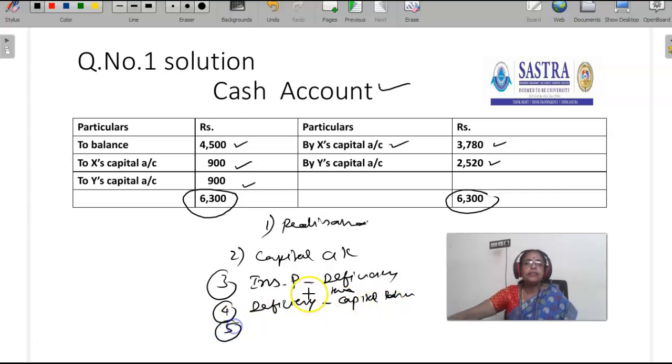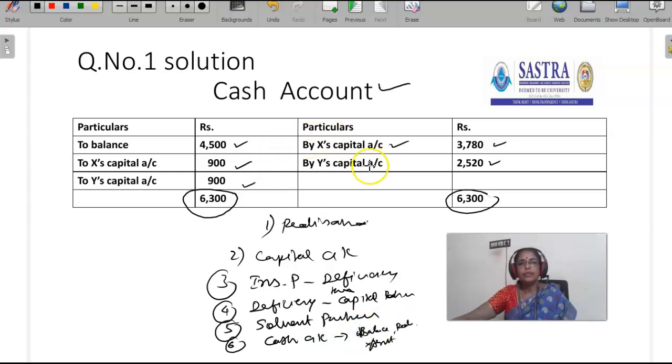Then fifth step, we have to work out how much amount should be settled to the solvent partners, the solvent partners' balance in the capital account. Then the last step, we have to prepare the cash account. Naturally, the cash account will be tallied. In this way, we have to close all the books under the insolvency of the partners.